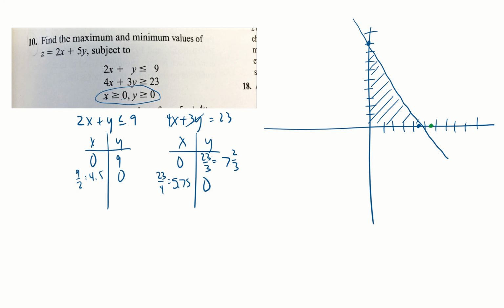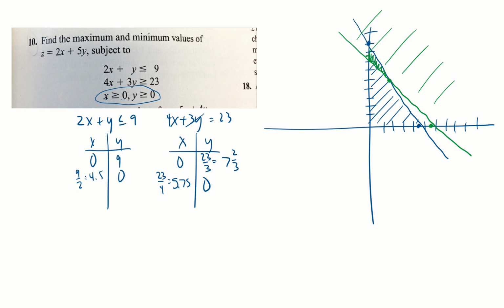0, and then 0 and 7 2/3. 1, 2, 3, 4, 5, 6, 7 2/3. Again, that's a solid line. And 0 plus 0 is greater than 23 is false, so I'm going to shade the other way. Ooh. So I'm shading up. So my triple shaded region is right here.